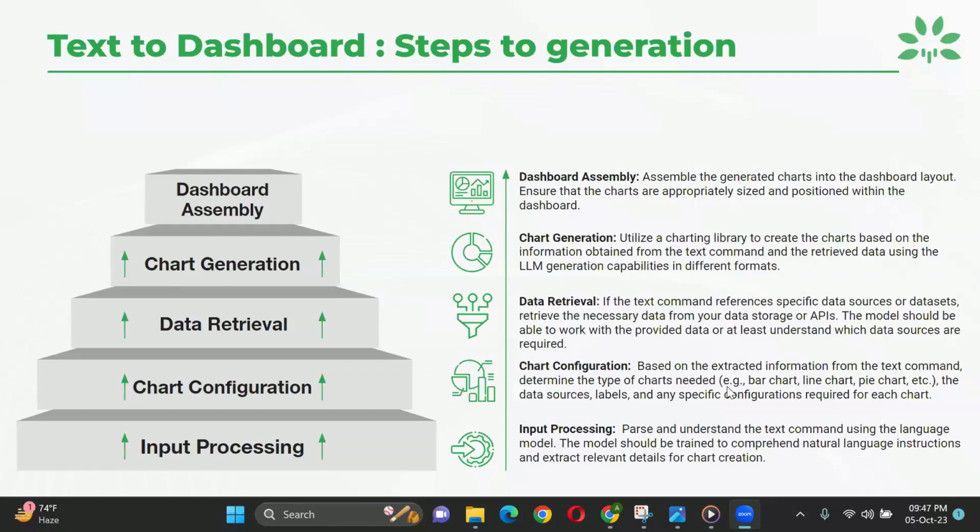Then the next step would be getting the data. This is where your text to SQL and text to API will come into the picture, where you would use your natural language to generate the required query or API call to get your data. Once you have the data and the configuration, you would put together the chart generation and then consolidate your dashboard.